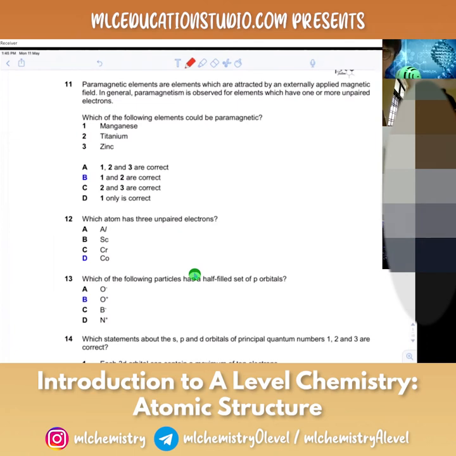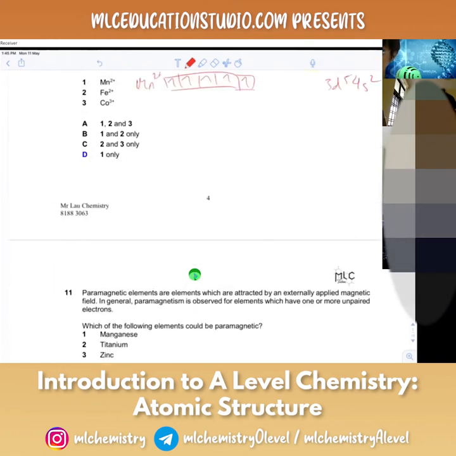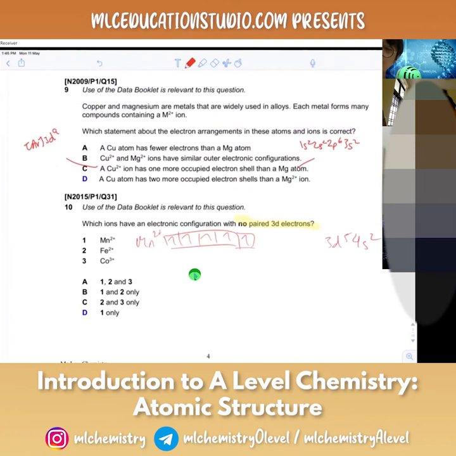Any questions for 11, 12, 13? I feel like 9 is harder. 9, do you understand why it is D? Cu has 3d... and then Mg2+. Write the electronic configuration. Tell me the configuration of copper.